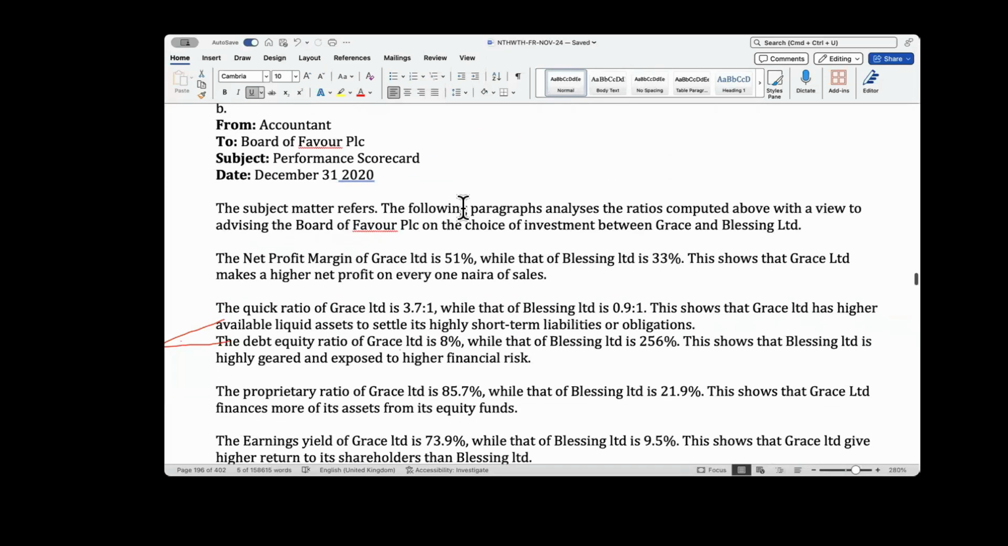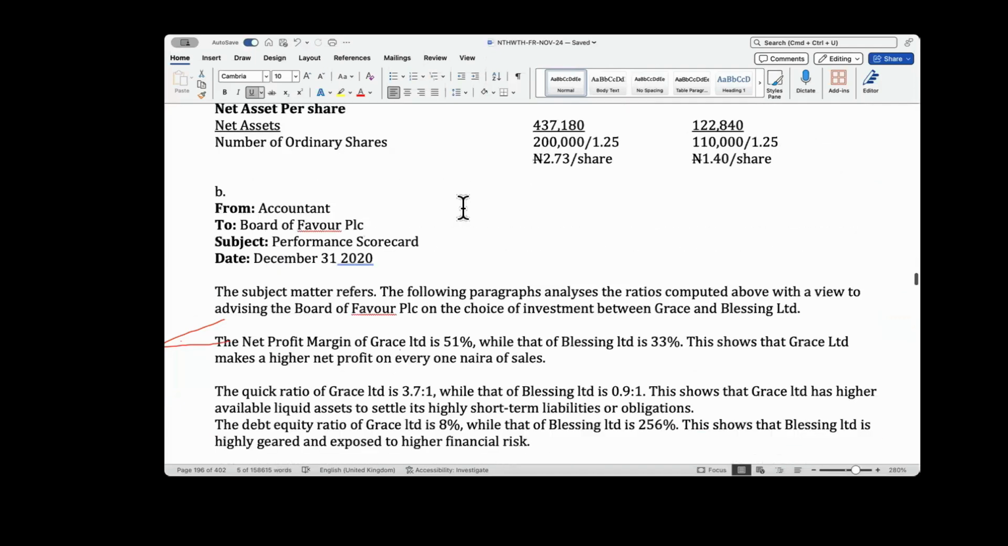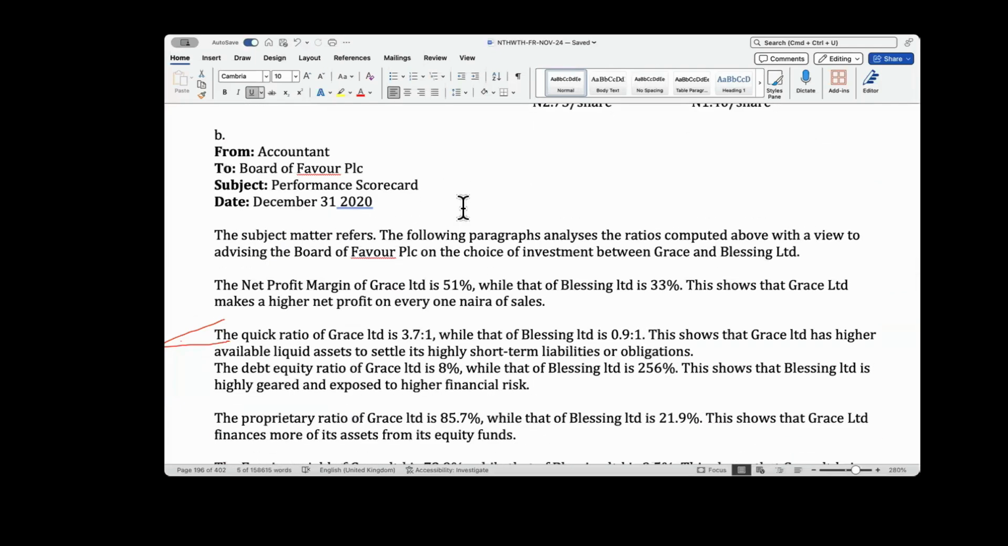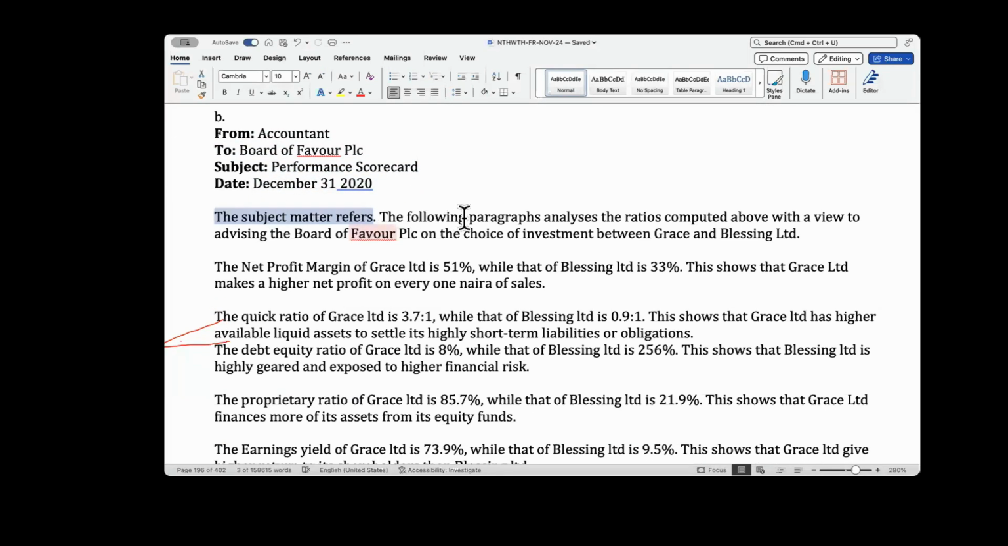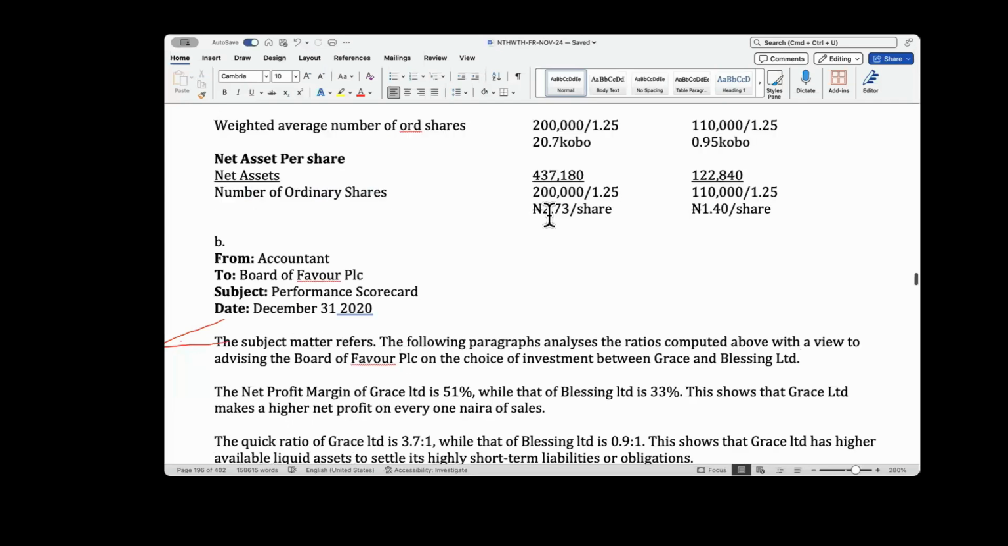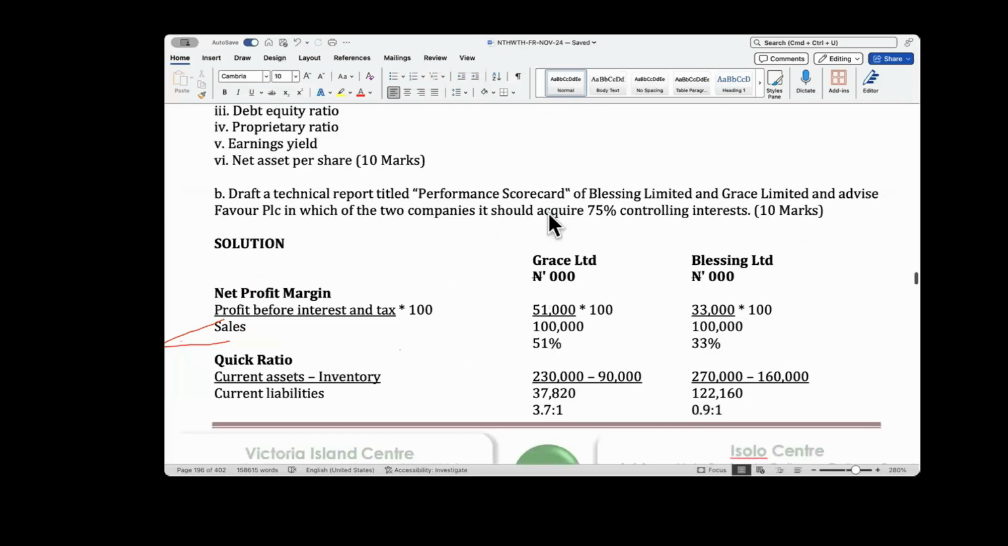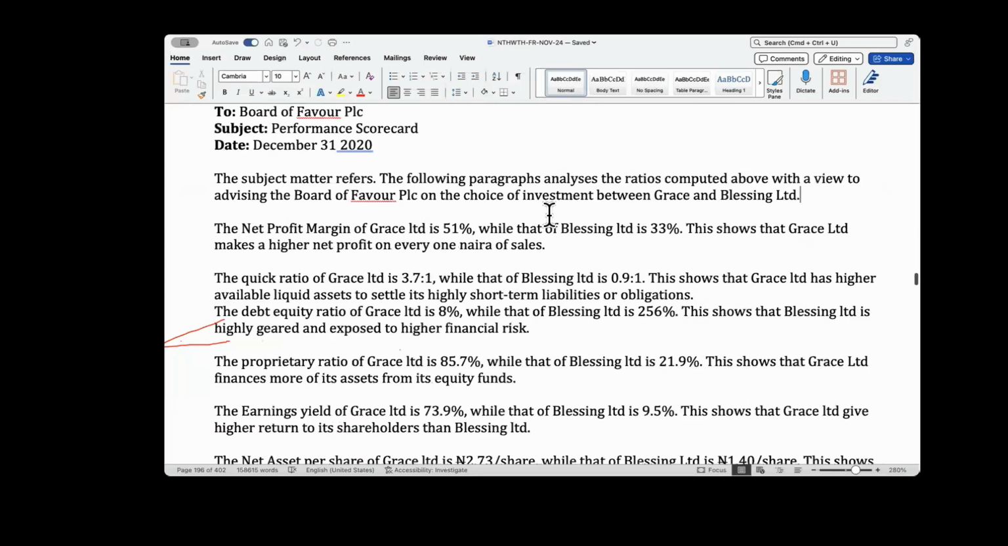Now they want us to analyze. I love analysis because I have a pattern and I give it to them. From the accountant to the board of Favor, performance scorecard, then the date. The subject matter refers: the following paragraph analyzes the ratios computed above with a view to advising the board of Favor PLC on the choice of investment between Grace and Blessing. Then I pick my ratios one by one and analyze everything, the same thing I've been doing.